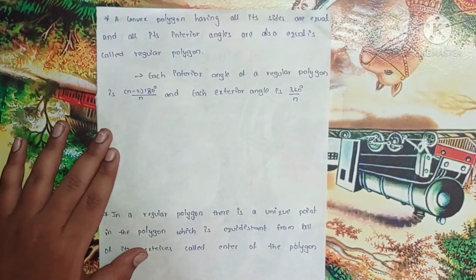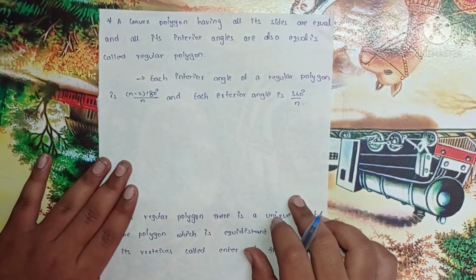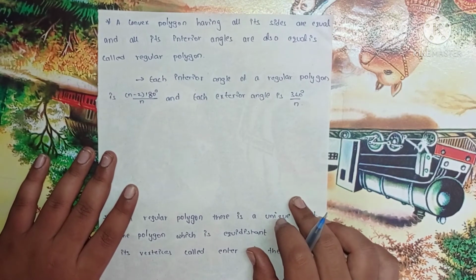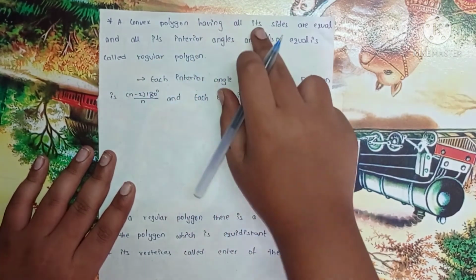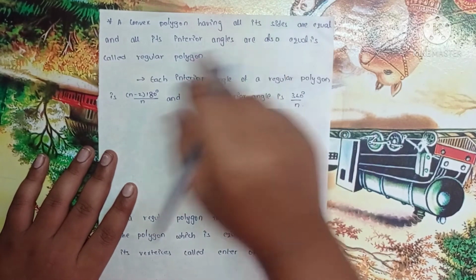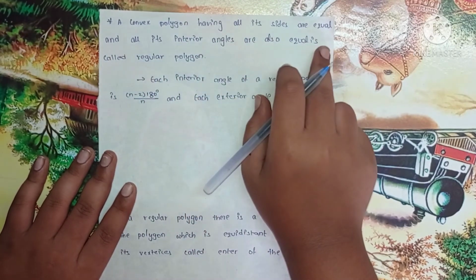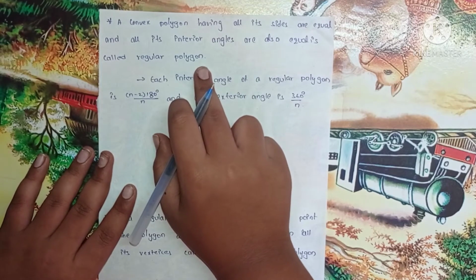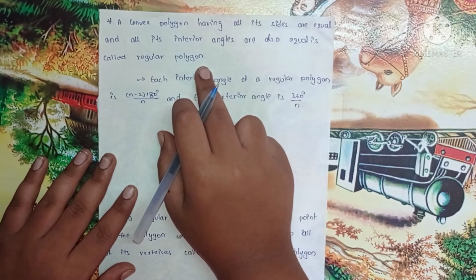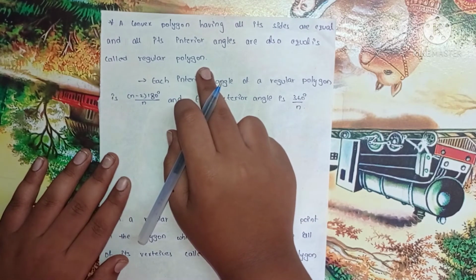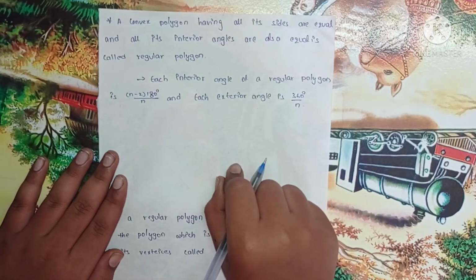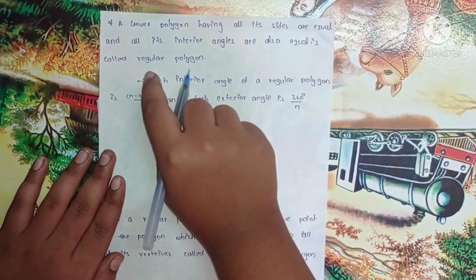And next, here we are discussing a regular polygon. So what is meant by a regular polygon? A convex polygon having all sides equal and all interior angles equal is said to be a regular polygon. So a polygon in which all sides are equal and all angles are equal, in a convex polygon, we want to mention that point, is said to be a regular polygon.